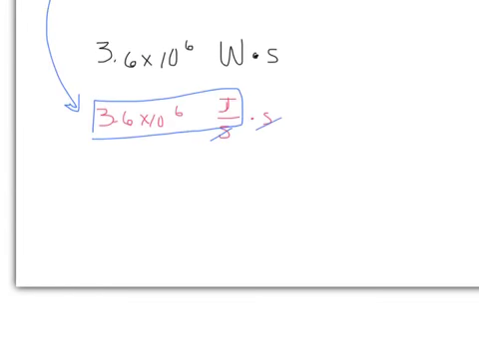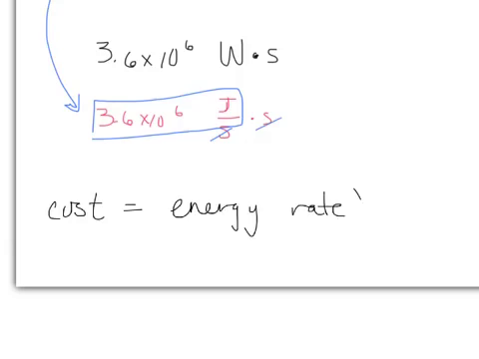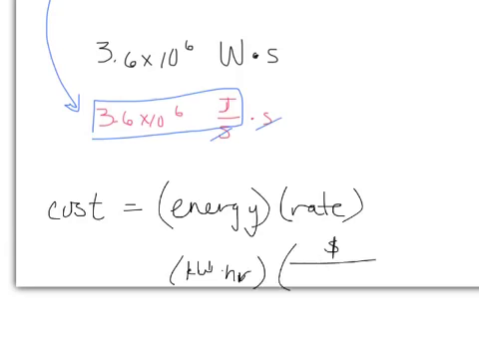Finally, let's take a look and say to ourselves, how would you calculate the cost? Well, the cost at the end of a month would be the amount of energy used times the rate. Which in essence means the amount of kilowatt hours used in energy times the rate, which is the dollars per kilowatt hour.